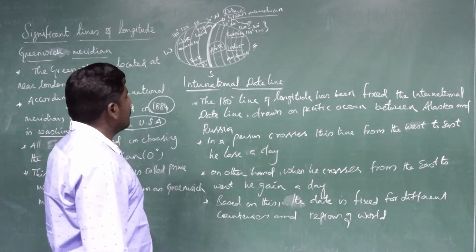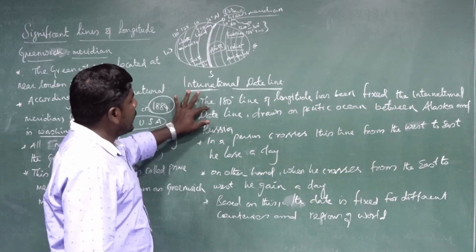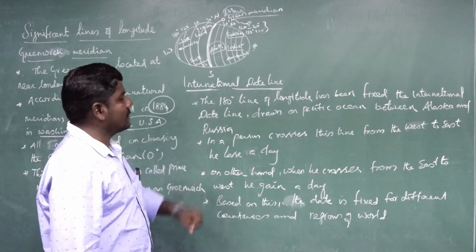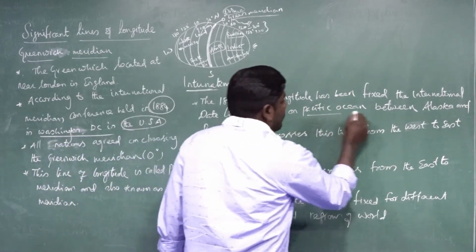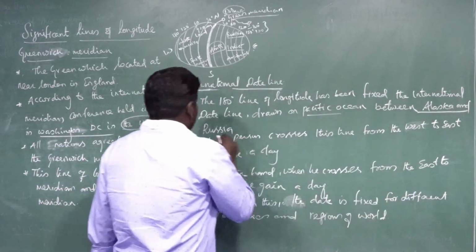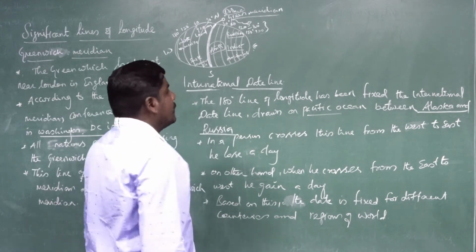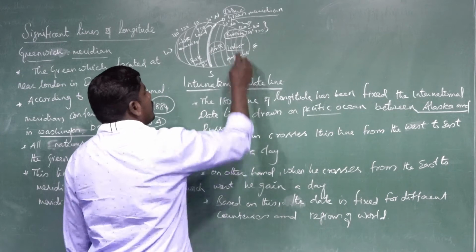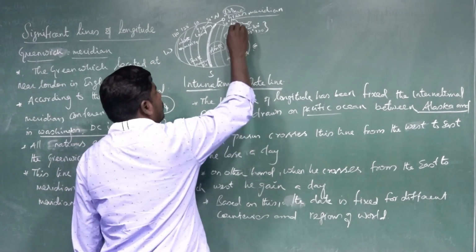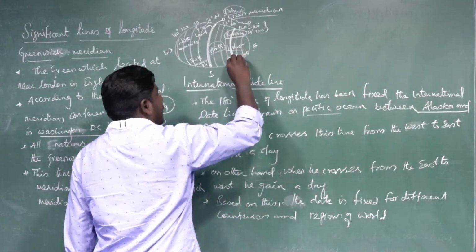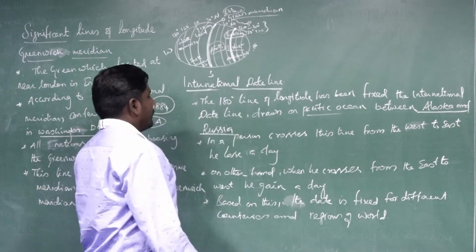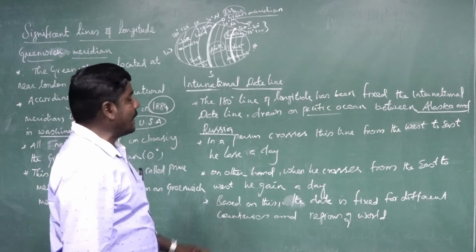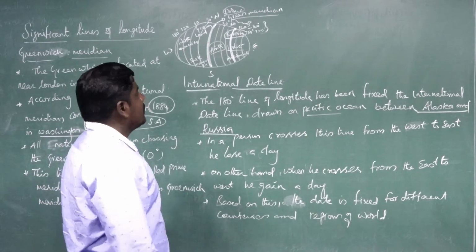International date line. Mostly the 180 degree line of longitude has been fixed as the international date line. It is drawn on the Pacific Ocean between Alaska and Russia. For example, this one is Russia. So especially the 180 degree line of longitude has been fixed as the international date line.